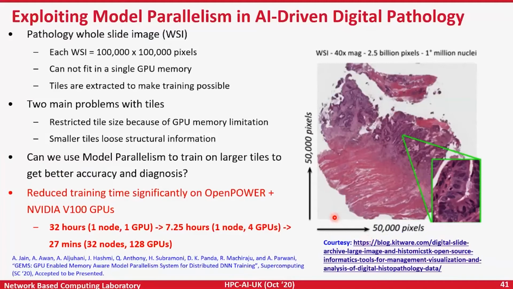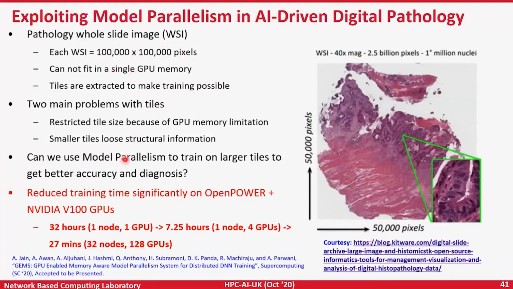We have been working with the pathologists at the Ohio State University. A typical pathologist, when you go to a doctor, you give samples and the pathologist takes a look at them. Here, in a pathology whole slide image, each whole slide image is like 100,000 by 100,000 pixels. You cannot fit that in a single GPU memory.